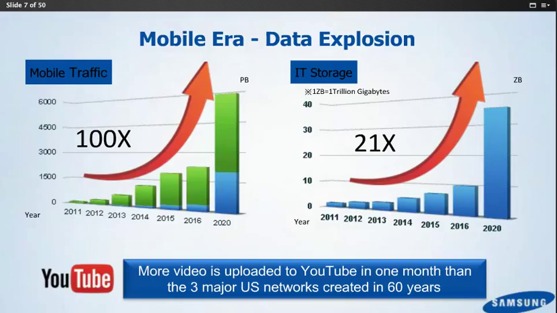This chart shows that mobile data traffic is exploding about 100 times over the span of 10 years, going from 2011 to 2020. And correspondingly, IT storage growth demands have grown exponentially as well, about 21x over the same time period. Popular social networking sites such as YouTube essentially have transformed the general population from content consumers to content generators. In fact, more video is uploaded now on YouTube in a single month than the three major U.S. networks created in 60 years.